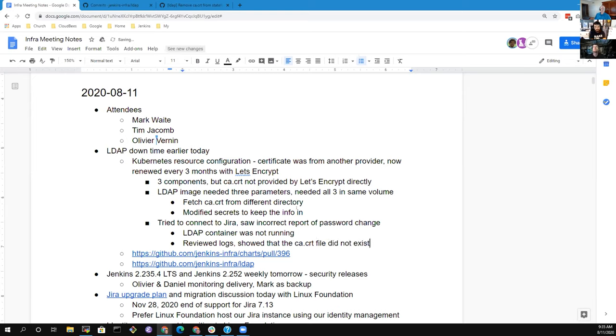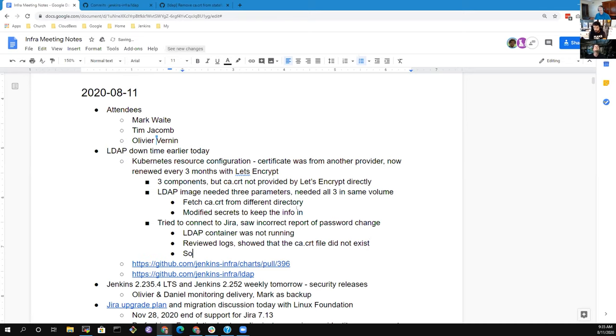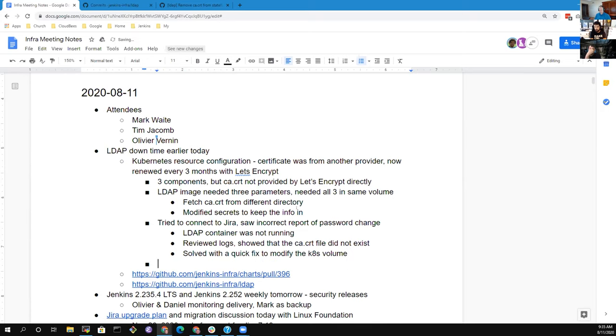So what I did this morning to solve this, because we needed the LDAP service to be running again, I modified the Kubernetes secret that contained the certificate and the private key. And I also added ca.crt in the secret. So I did the same fix that I did 3 months ago. I opened two PRs. The two PRs are documented in the Google Doc here. Once we merge those two PRs, it should be fixed.